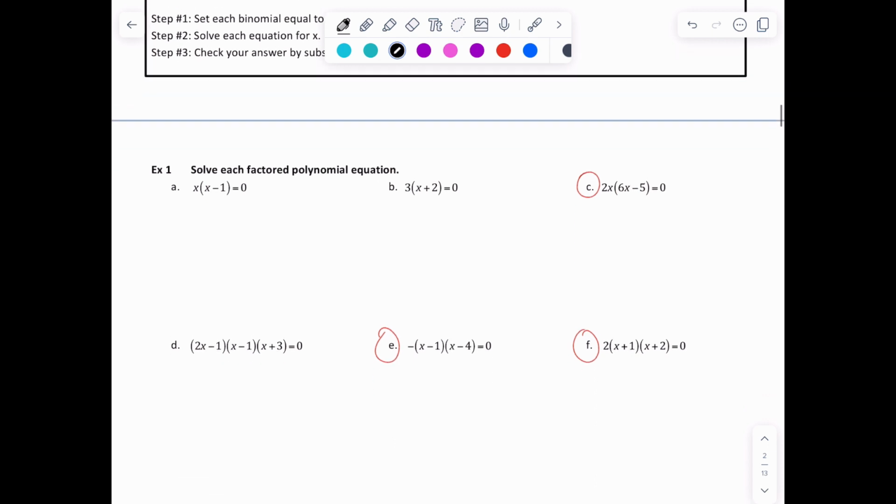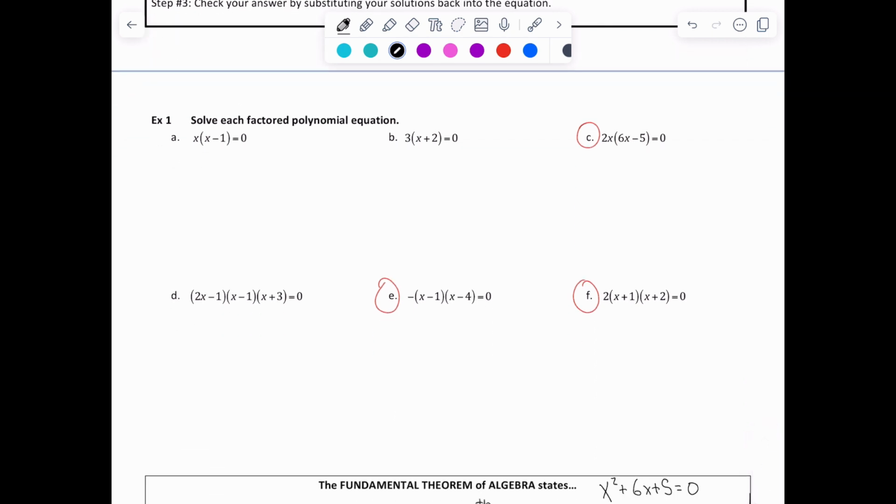All right, moving on. We're going to do a few of these. Again, on the first part of your assignment, remember you're doing odds. It's going to be similar to this. It's going to give me two expressions. We're going to do C here. You just take each bit, set it equal to 0, and solve. So here we get x equals 0. And here we get plus 5, divide by 6, x equals 5/6.